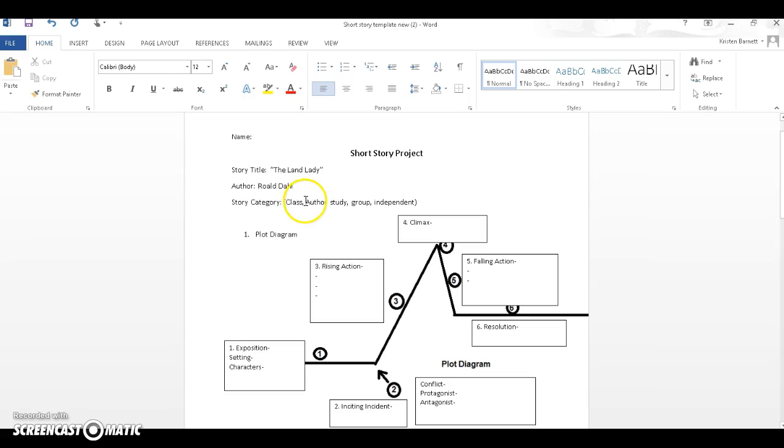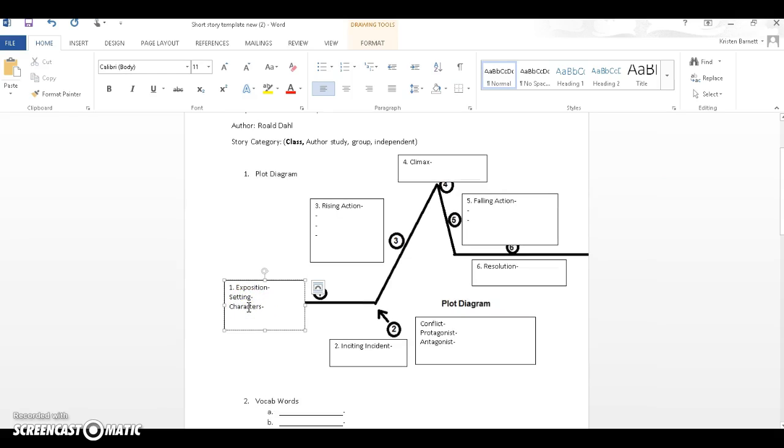This is a class assignment. So the first one, the plot diagram, you fill out probably as you read, but you can also fill it out when you are done. The exposition. Do you see how exposition looks kind of like expository at the beginning? Expository, because in the exposition you are learning information, like how your expository essay was informational. You are learning information about the story. So this includes, namely, the setting and the characters.